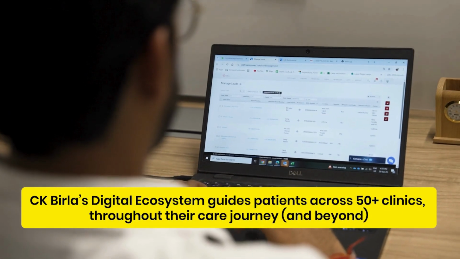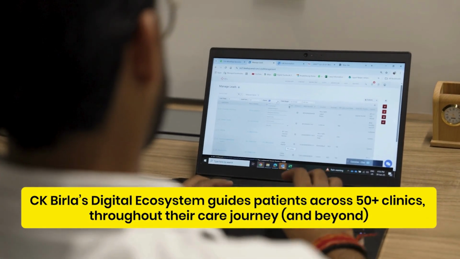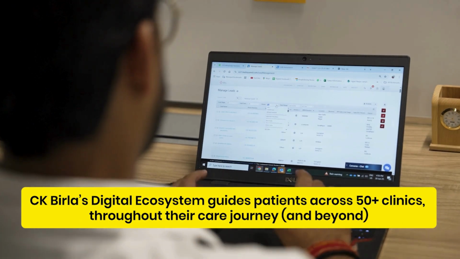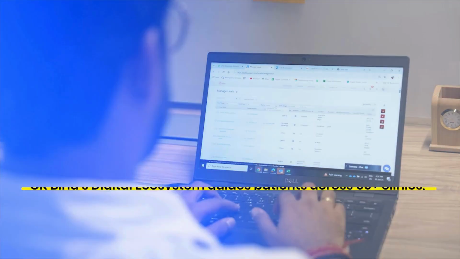Our investment in digital ecosystem is more than any other player in the industry, and it plays a very vital role in generating footfalls across our clinics. The digital ecosystem also plays a vital role in influencing the patient throughout their customer journey, right from generating the interest, to once they have visited the clinic, to a booking, and even post that.